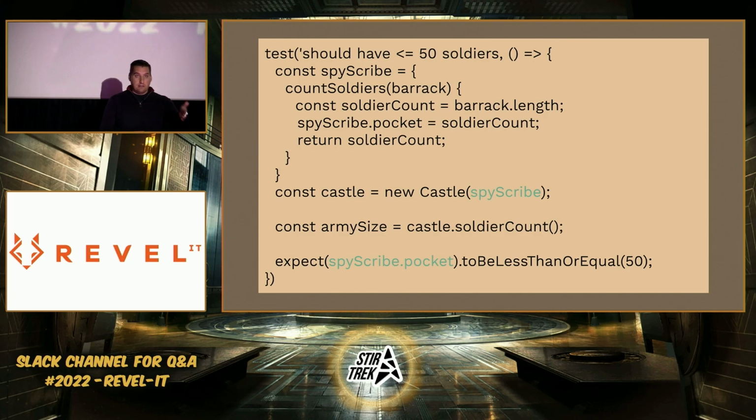We inject it into the castle. That's how our spy infiltrates the castle. We still run that soldier count function because that's where the scribe does his work. But now we assert, or we expect, that the number that the spy has on that little piece of paper in his pocket is less than or equal to 50. And lo and behold, it's 125. Oh no! Sir SideEffect has been up to no good, as we feared.